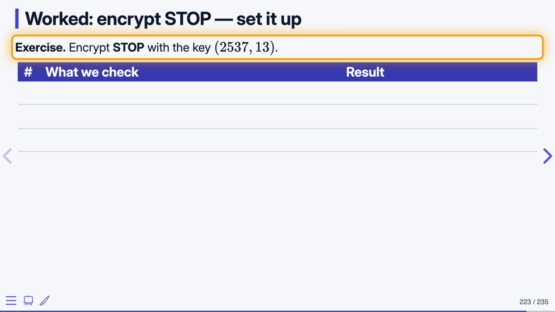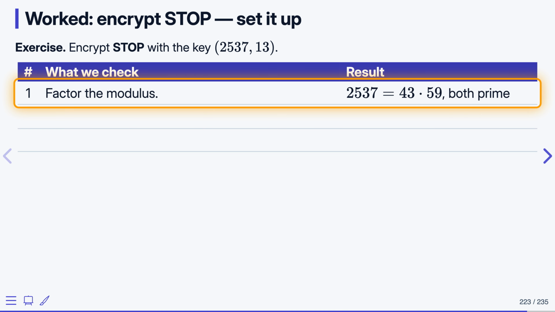Let's lock the word stop. The public key is the pair 2537 and 13. Step 1. Factor the modulus just so we can see what is going on. 2537 equals 43 times 59, and both are prime. In real use, these would be enormous, and nobody could do this step.